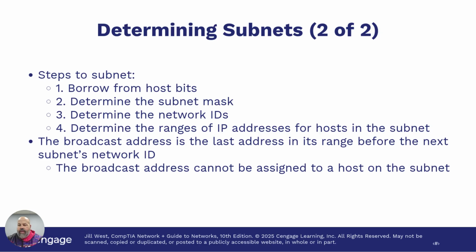The process breaks down into 4 steps. First, borrow bits from the host portion. Second, determine your subnet mask based on these borrowed bits. Third, figure out the network IDs. These are your subnet addresses. Fourth, determine the ranges of IP addresses for hosts in each subnet.